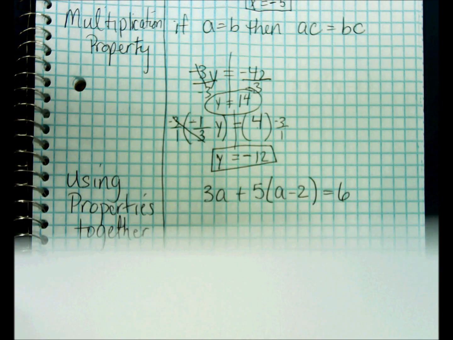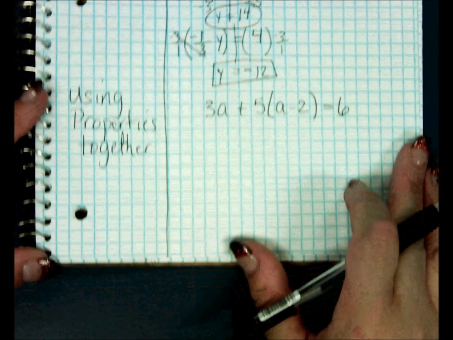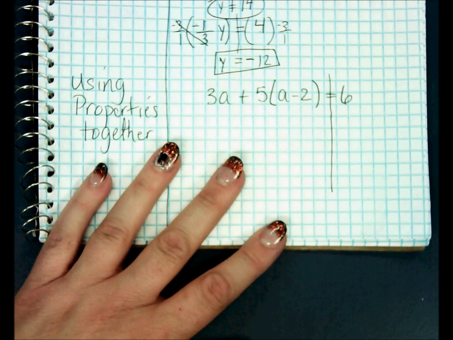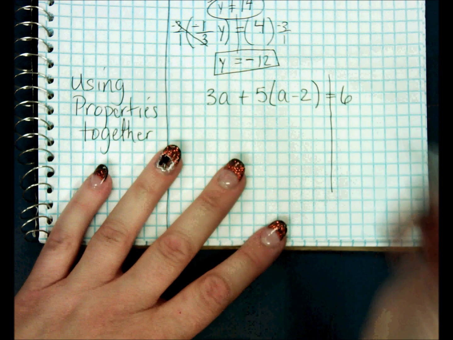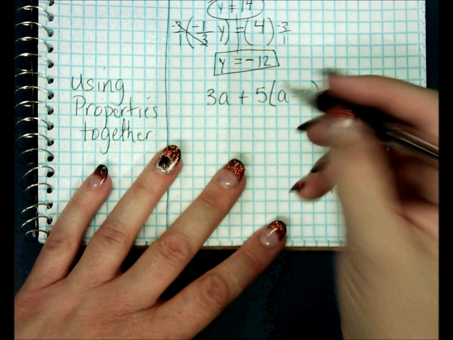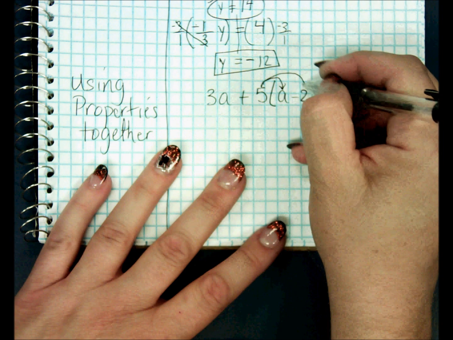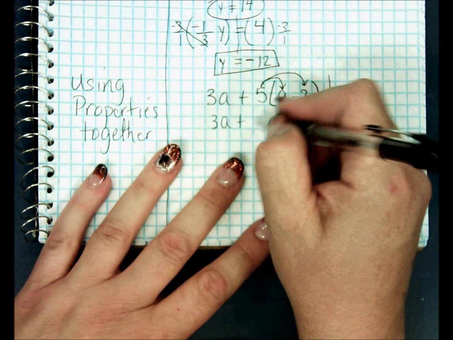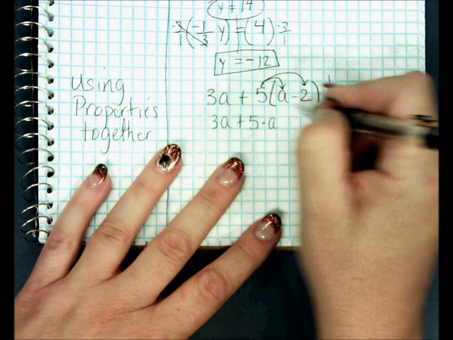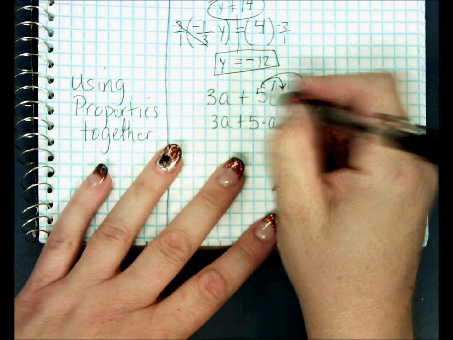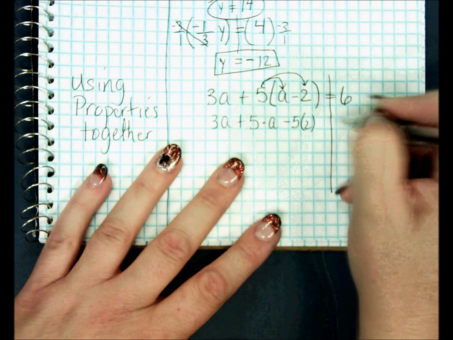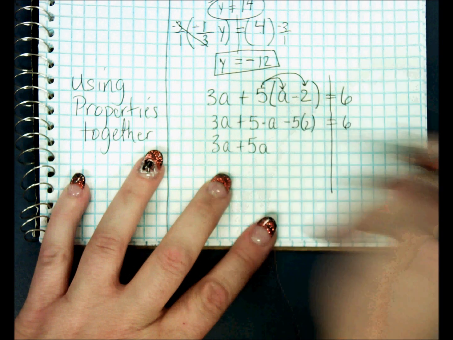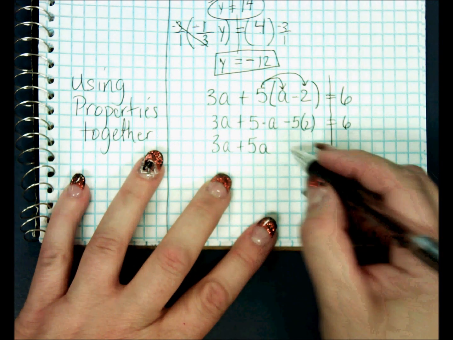Okay, using those properties together. So now putting it all into place. Remember that we need to draw our mirror. We're going to do opposite operations. So I always want to get rid of the parentheses first. So I'm going to distribute when I'm looking at the parentheses like that. The 3a up front doesn't affect it, plus 5 times a minus 5 times 2. Clean it all up. 5 times a is 5a. Negative 5 times 2 is negative 10.